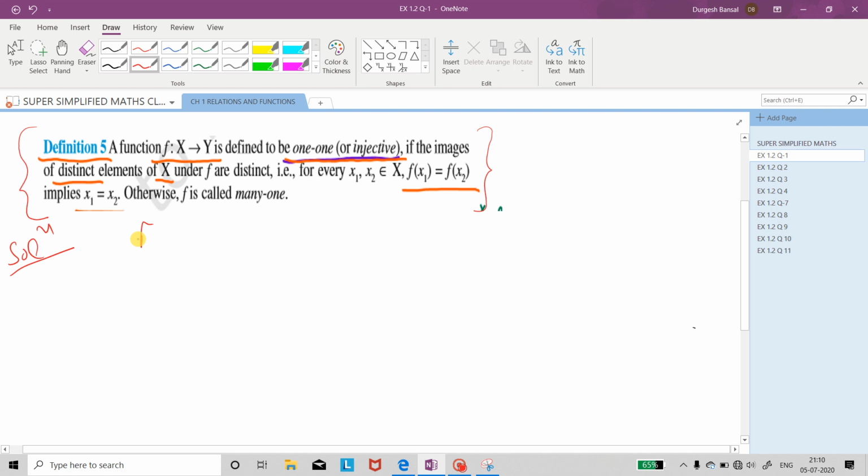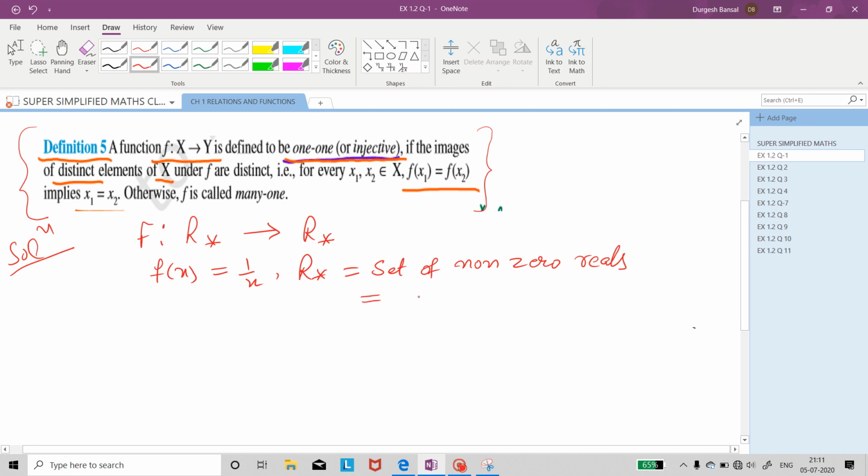So now in this question, f is a function from R star to R star and f(x) is equal to 1 by x. R star is equal to the set of non-zero reals. Non-zero reals means that from the set of real numbers, you delete only the real number 0 and then you get the set R star.